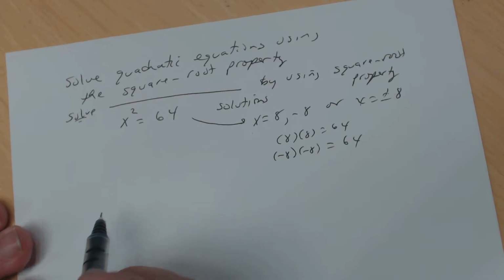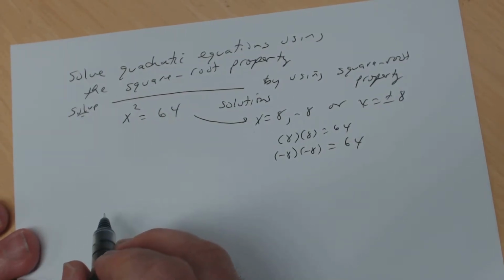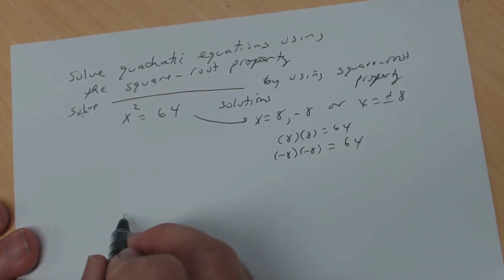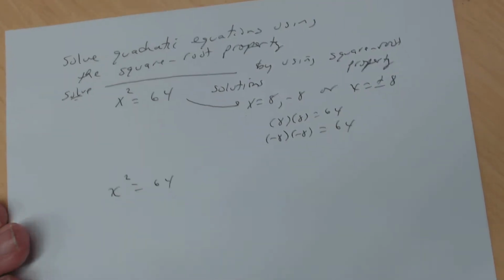All right, now, basically what happened was this. So I'm going to rewrite this problem. So x squared equals 64. Now here's the idea you're going to use.